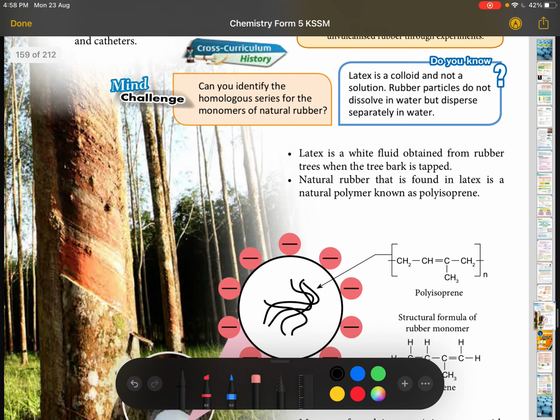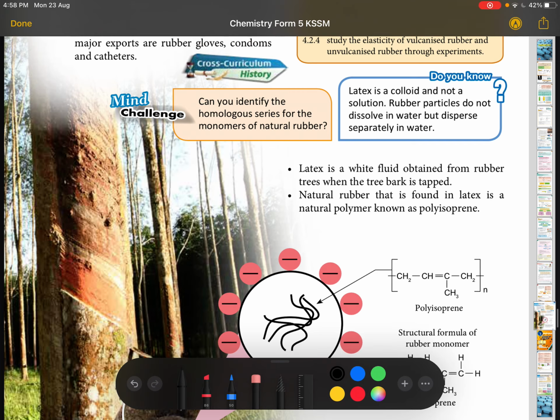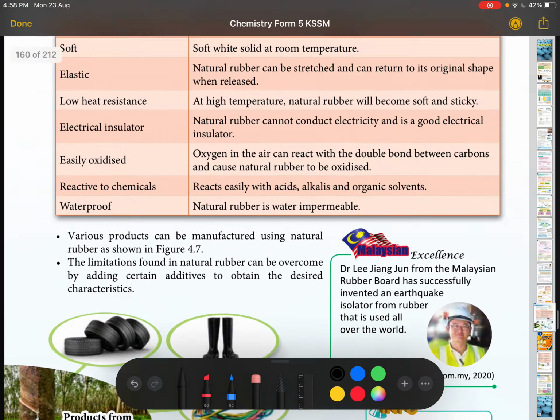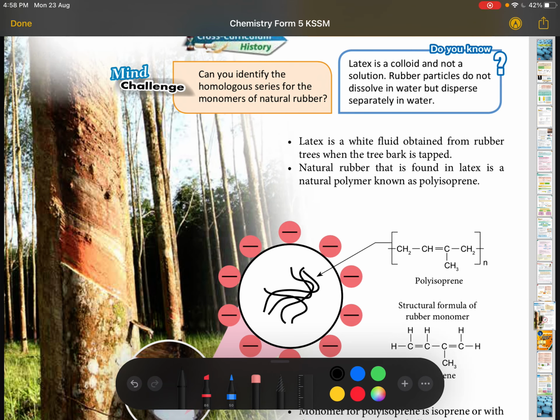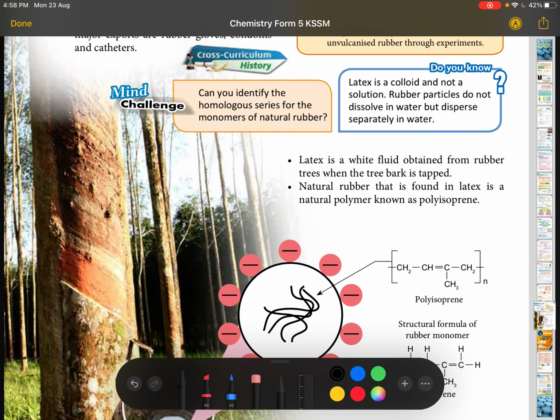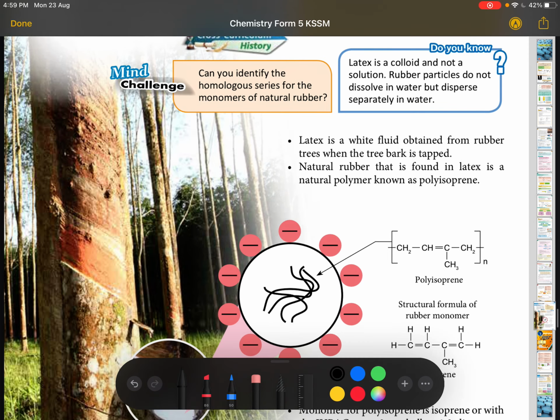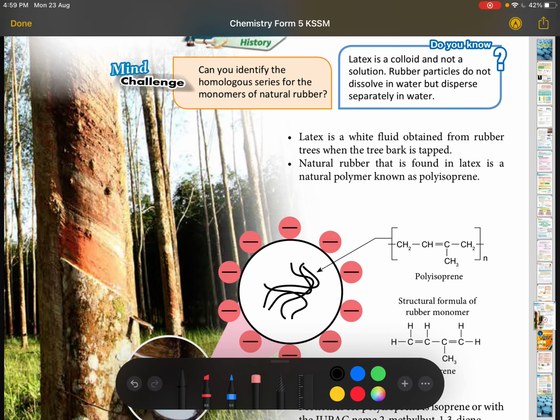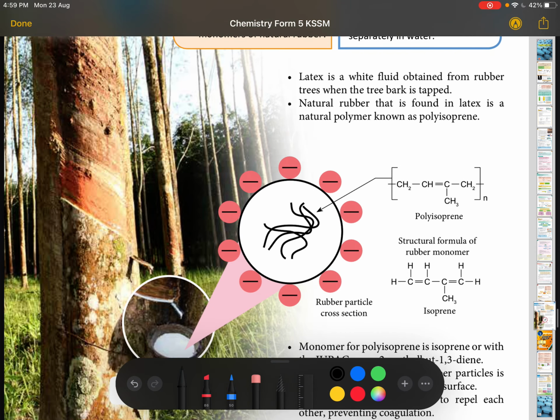Next is natural rubber. Natural rubber is, I think, the most important subtopic other than vulcanized rubber. You have to know a few things. I'll first talk about what it is. Natural rubber comes from latex. Latex is basically what comes out, something white, when people tap the rubber tree. Natural rubber's scientific name is polyisoprene. This thing is called isoprene, and when you combine many isoprene together, this is your monomer, it becomes polyisoprene.